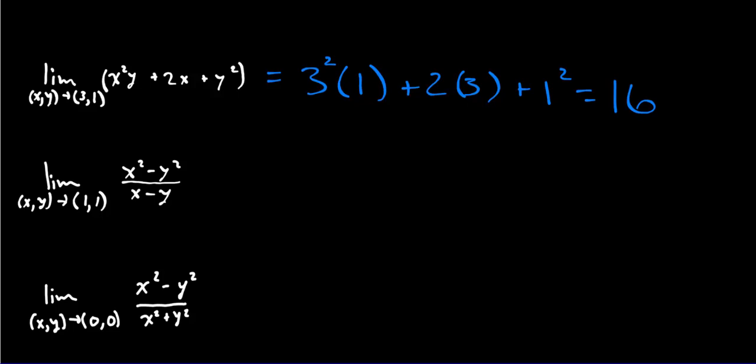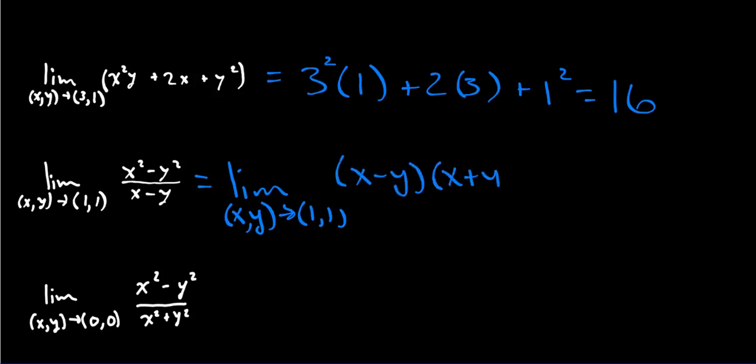This next one, we try to plug in and we get 0 over 0. So remember what we did in the past, we would say, well, I can factor this, x minus y, x plus y, and plug in there and you get 2. And this happens to be a plane. So there's no reason to think that limit wouldn't exist. If you look at the graph of it, it's just going to be a plane, z equals x plus y.